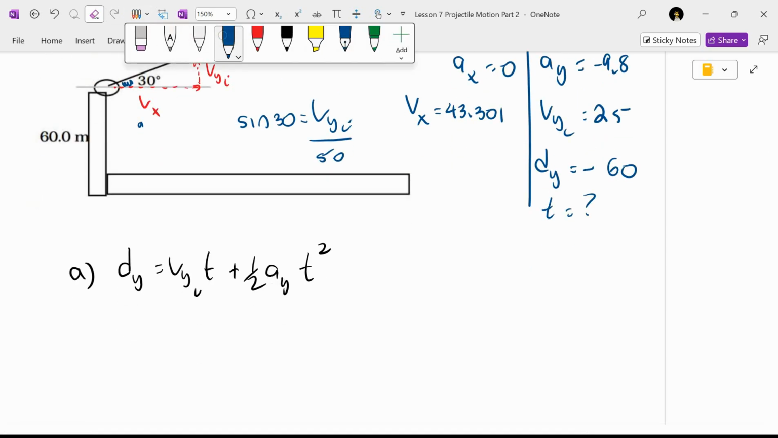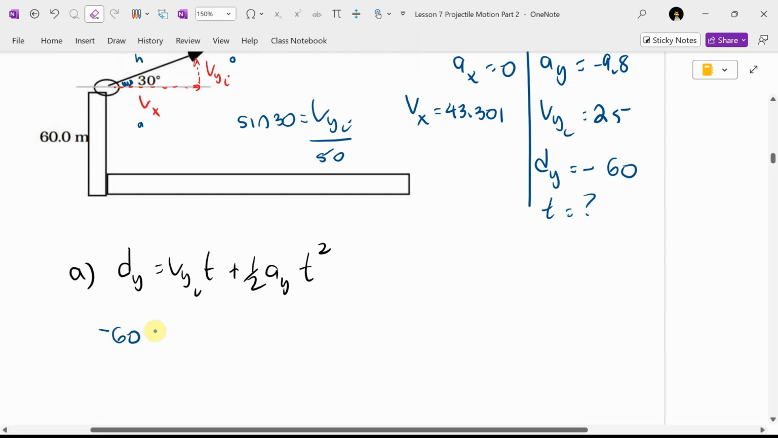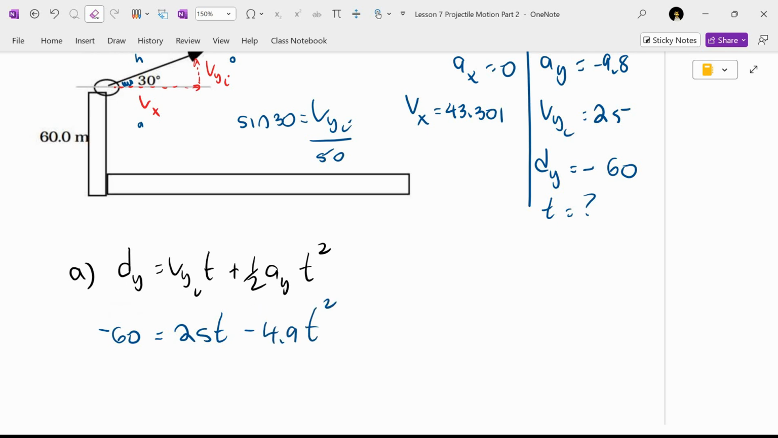I'm going to get negative 60 equals 25t minus, I might go 0.5 times negative 9.8 and get the 4.9 t squared, because that's what it's always going to be because of gravity, in my quadratic formula. How can I tell this is a quadratic? It's got a squared. And unfortunately, there's also a t, which means I can't get the t squared or the t by itself. I have to use the quadratic formula.